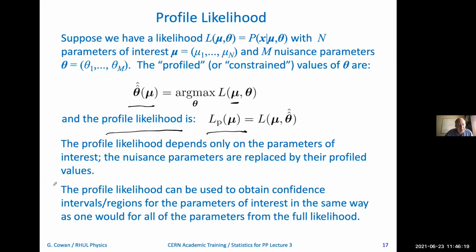And what we can do now is the following: this profile likelihood can be used in the same way that we used the likelihood function previously. All right, so the intervals and regions for the parameters of interest are going to emerge following the same sorts of recipes that we found previously, just using the likelihood. All right, so we'll see in a second how that works.